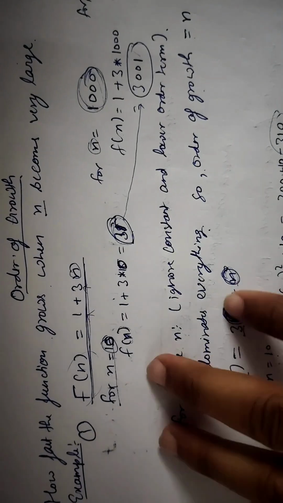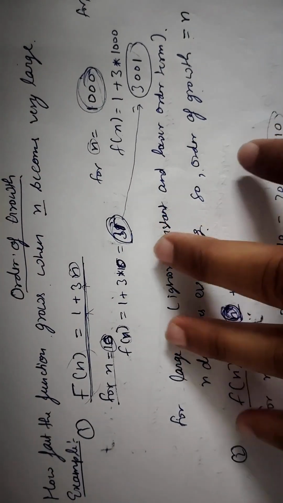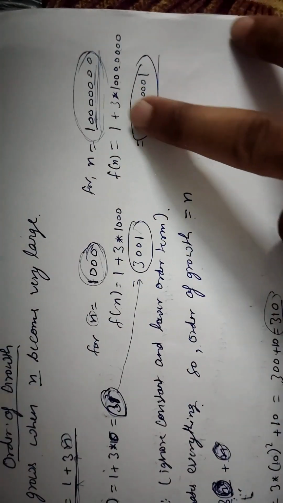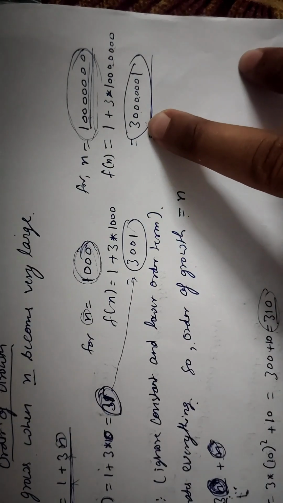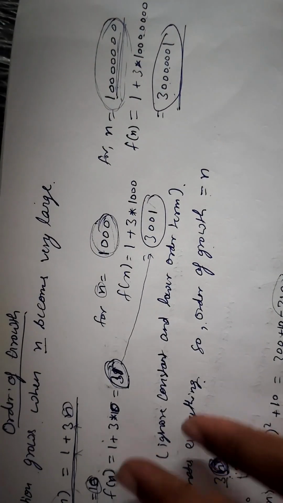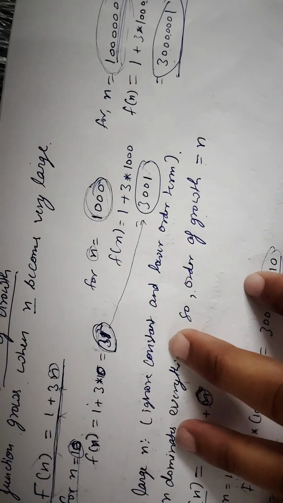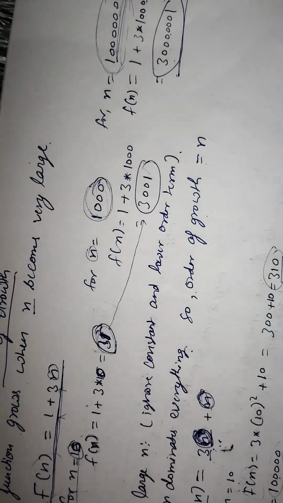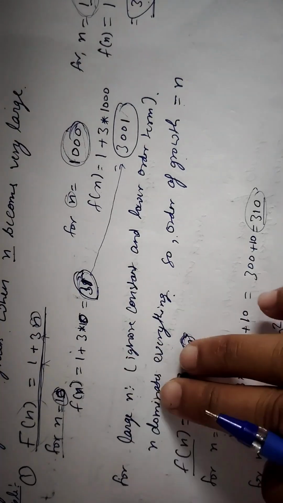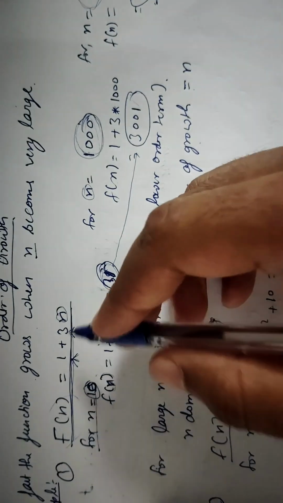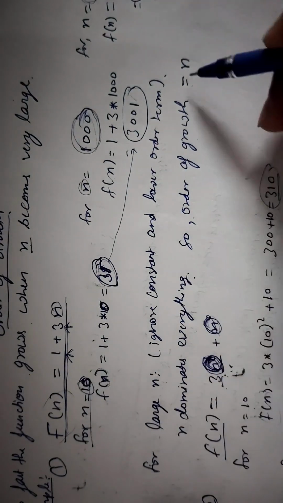Okay, so for n is equal to 10, suppose the value comes here 31. For n is equal to 1000, the value for this function is 3001. For n is equal to this much number, the number came here is exactly this much. Okay, so as you can see here, as the n increases, it depends more on the dominating term only, like the value of n. So for large n we basically ignore constant and lower order terms, and we keep only dominating things, and here the dominating term is n. We neglect here 3 and 1, and we keep only n here. So order of growth for this function is equal to n.